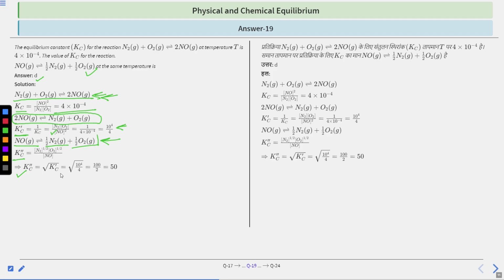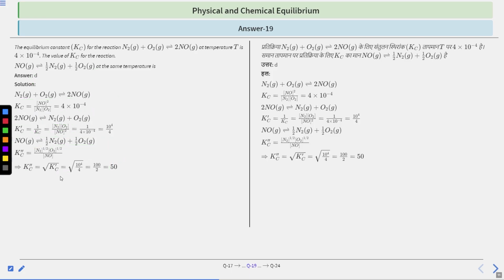So Kc double prime is the square root of Kc prime, which is the square root of 10 to the power 4 divided by 4, which equals 100 divided by 2, which equals 50. And hence we have Kc for our final equation asked in the question. For this equation, we have Kc equals 50. Okay, hence option D is our correct answer.